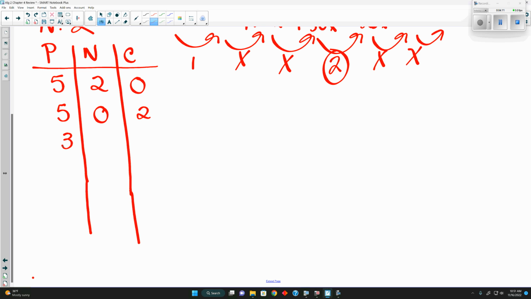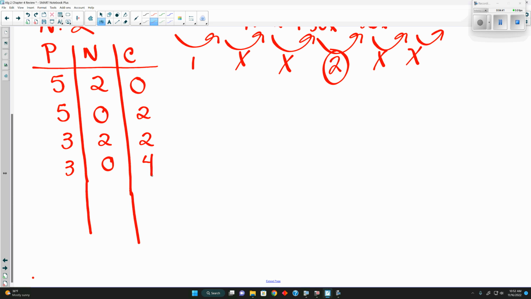So if we subtract 2 from the positives, we can have 3 positives, 2 negatives, and 2 complex. Because again, in any one of these rows, it does still have to add up to be 7. 3 plus 2 is 5, plus 2 is 7. Now we can subtract 2 from the negatives, so we could have 3 positives, 0 negatives, and 4 complex, because it still needs to add up to be 7.